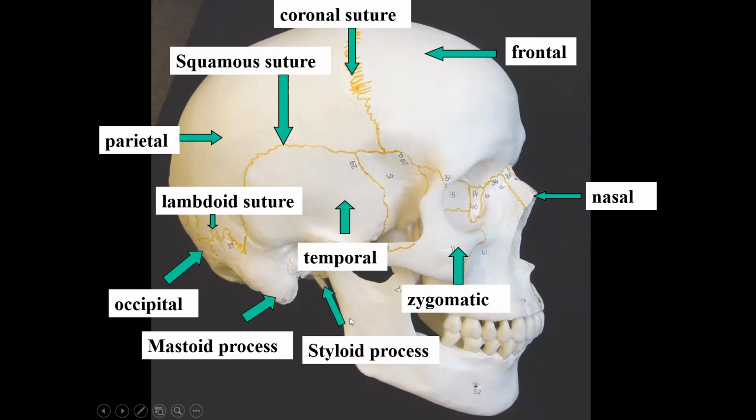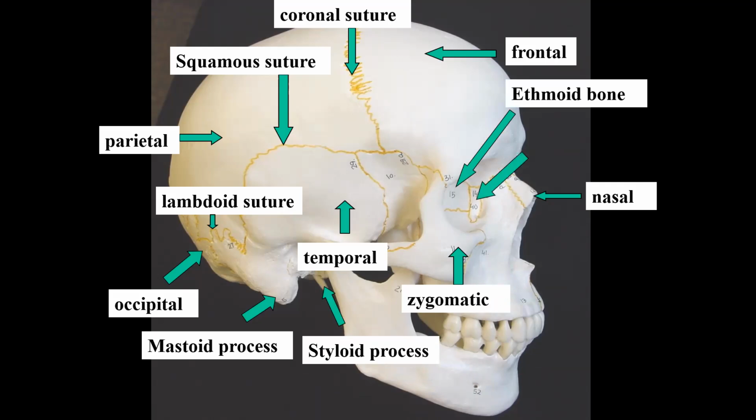Okay, there's one of the styloid processes there. There's our ethmoid bone. Directly in front of the ethmoid bone is the lacrimal bone. The lacrimal bone contains the opening for the lacrimal gland, which releases mucus and tears to wash our eyes off, that wash the dust and debris off of our eyes.